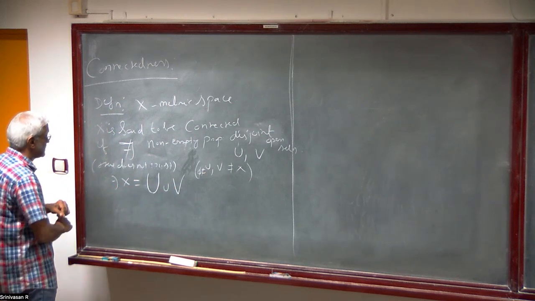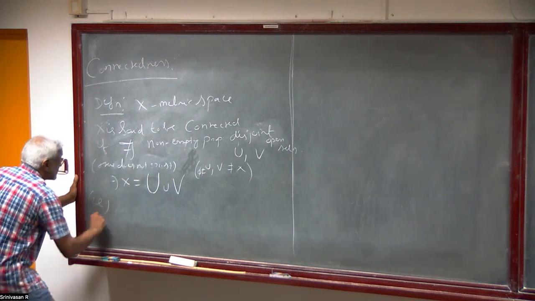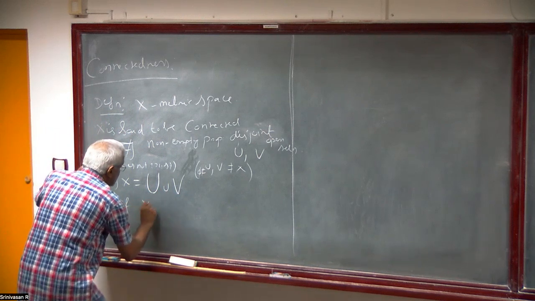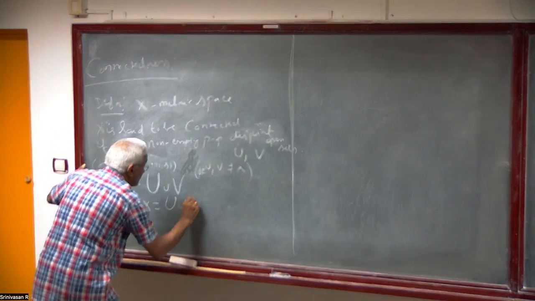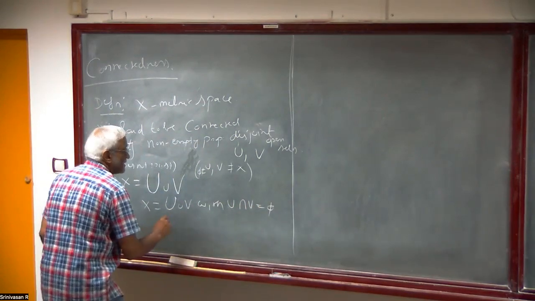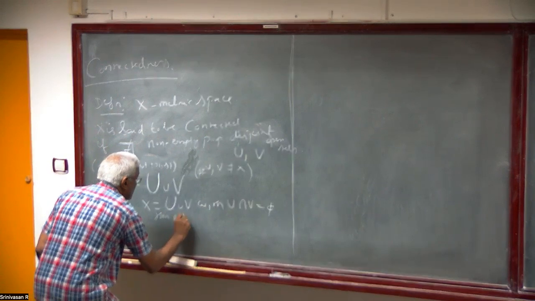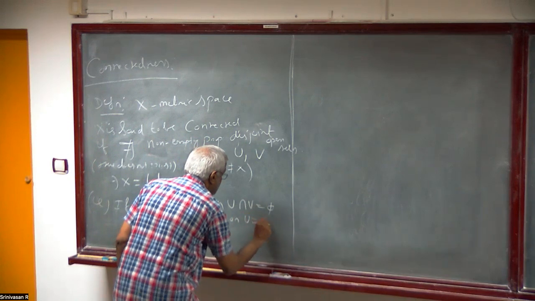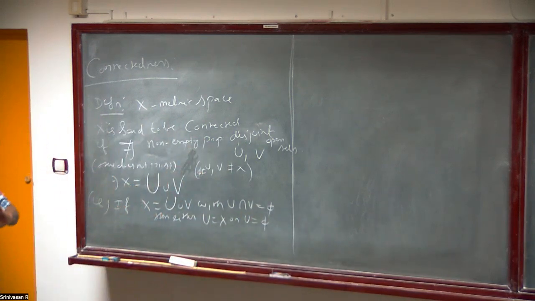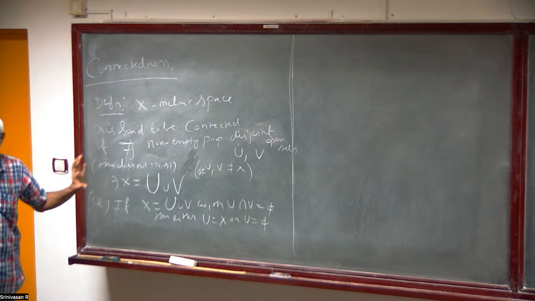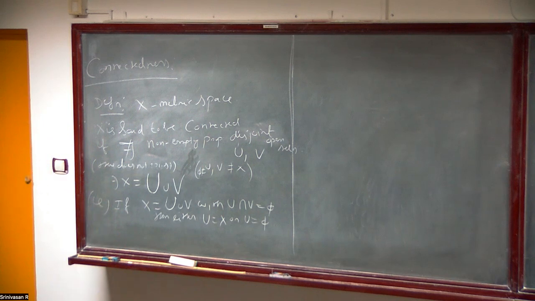So this definition is equivalent to saying: if X is equal to U union V with U intersection V equal to empty, then either U equals X, or V equals X, or U equals the empty set. One of these should hold. If it can be written like this, then one of them should be the whole set and the other should be the empty set. So this is the definition of connectedness.